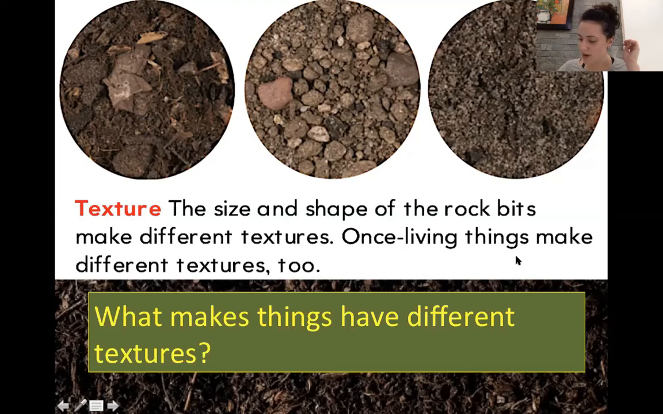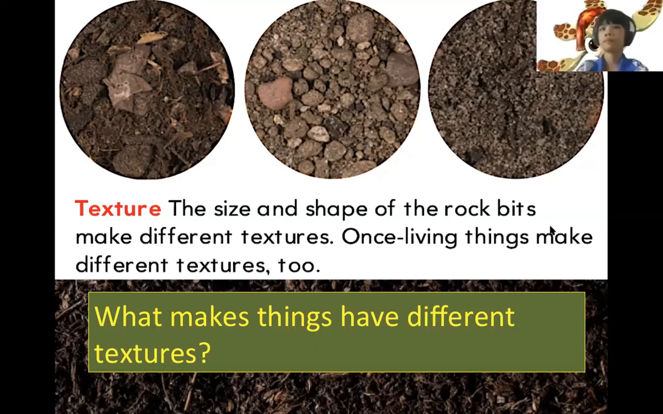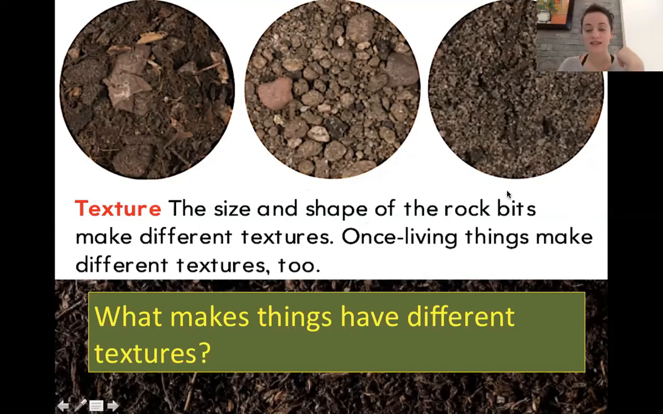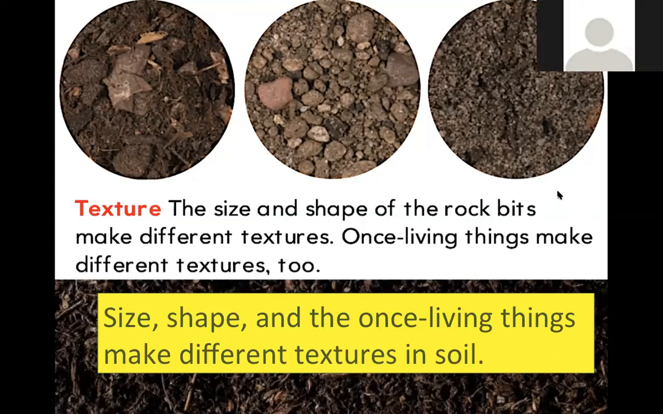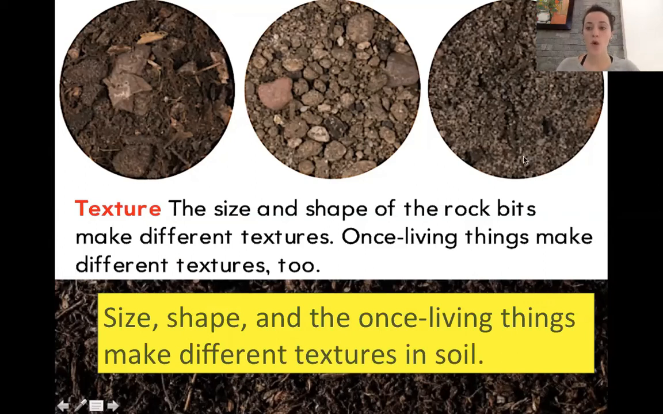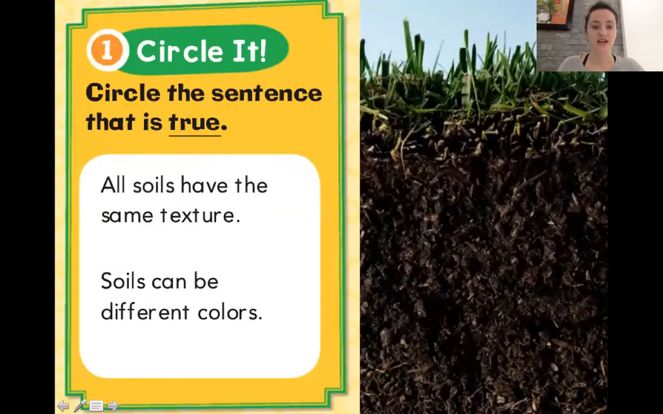So let's ask someone else. What makes things have different textures? Animals, rocks, and plants. Very good. Different sizes of rocks and plants, different kinds of rocks and plants. Pasta, can you read this for me? The yellow box, nice and loud. Size, shape, and the once living things make different textures in the soil. Very good.